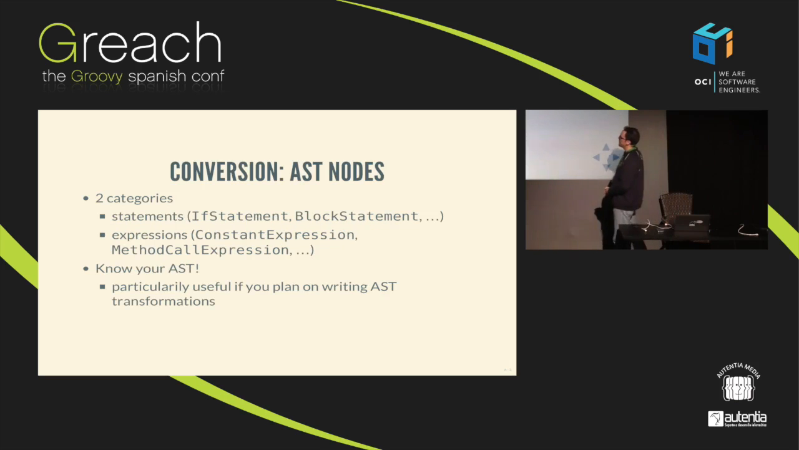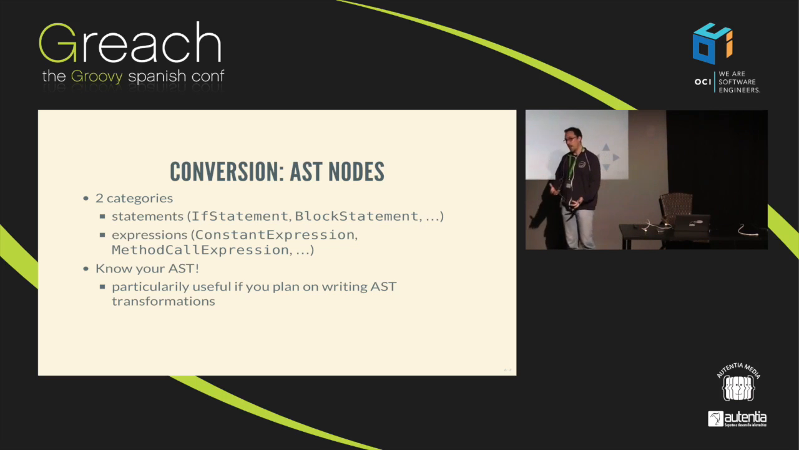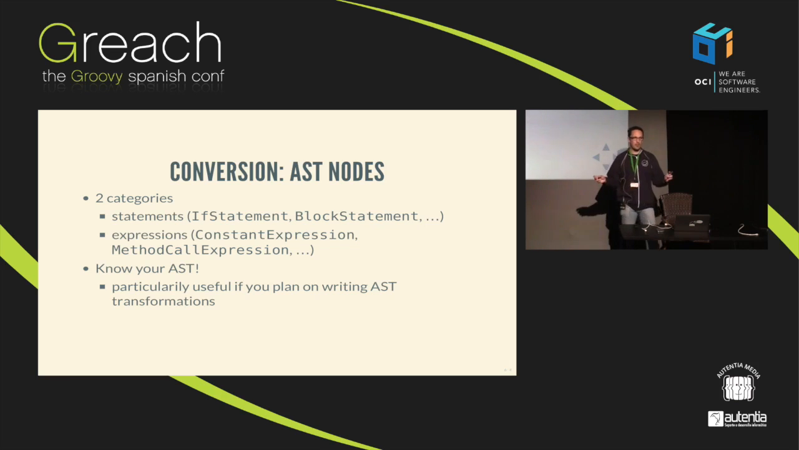So the two categories of AST nodes that you're going to find are, again for some historical reason, expressions and statements. And I think that if Groovy was created today, we would only have one category, expressions, because everything can be expressed as an expression. So does anyone know the difference between the two?